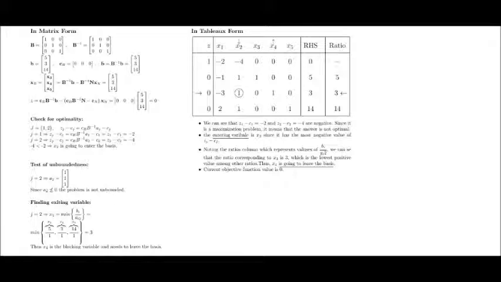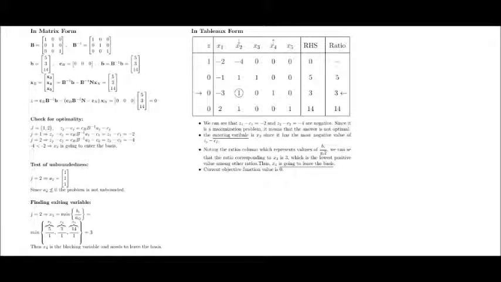To check optimality, since this is a maximization problem, the solution is optimal if and only if the values of Zj minus Cj for all non-basic variables are greater than or equal to 0. But here both non-basic variables have negative values of Zj minus Cj, so the solution is not optimal. Since x2 has the most negative value of Zj minus Cj, we are going to choose it as the entering variable.